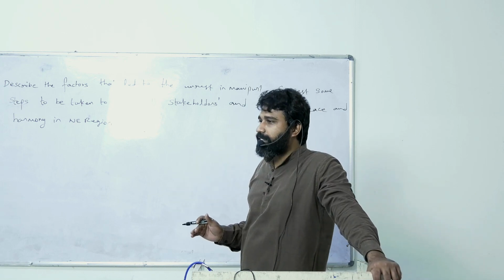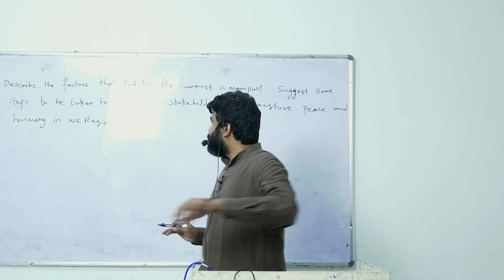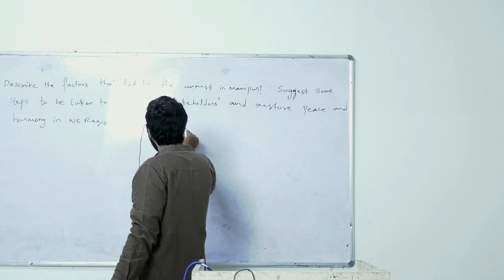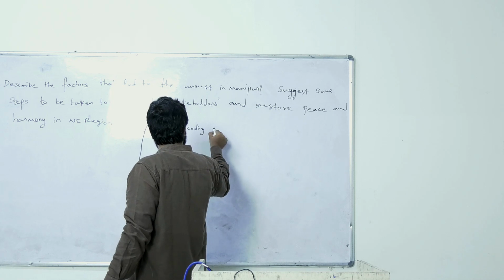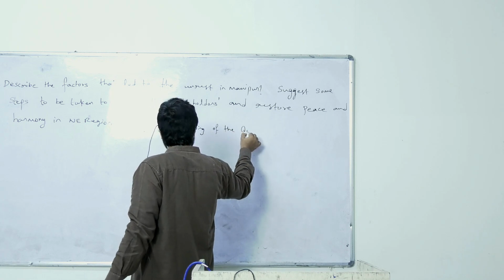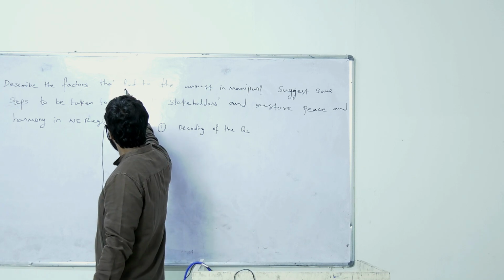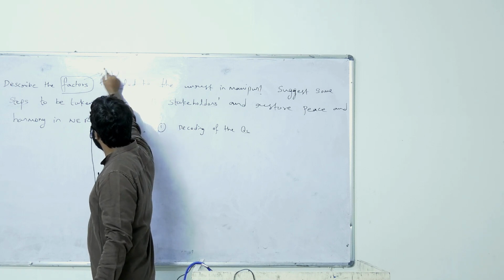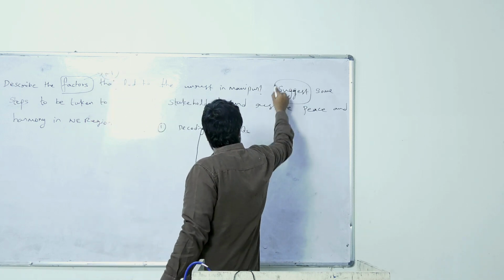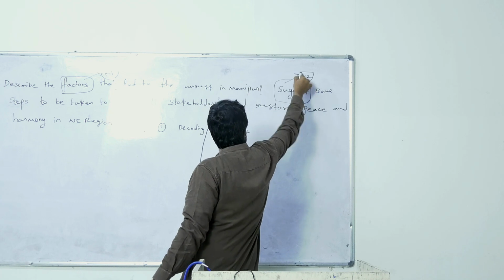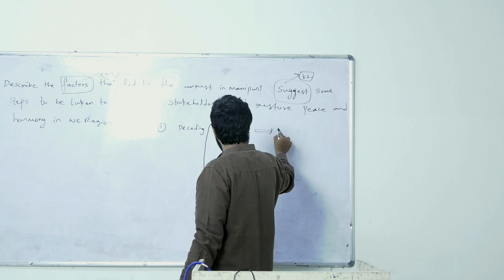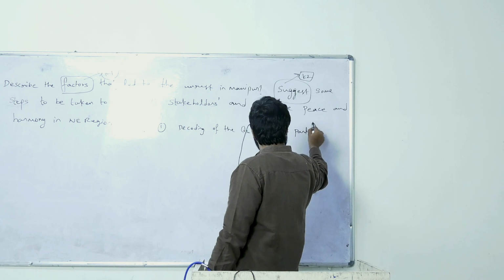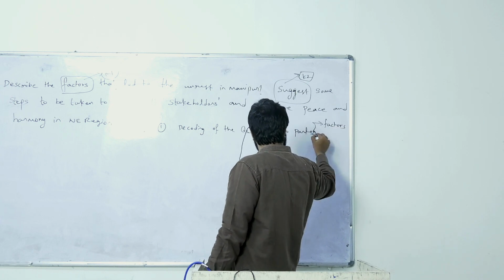Before you start writing, you need to have three elements, that is three steps, the first being decoding of the question. How many parts does the question have? It has factors, that is keyword 1. Next, suggest measures, that is keyword 2. So the question has two parts, factors and measures.